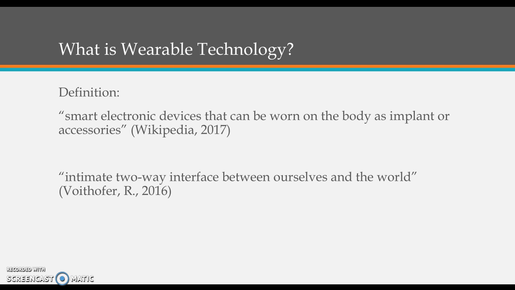So what is wearable technology? According to Wikipedia, wearable technology are smart electronic devices that can be worn on the body as an implant or an accessory. Or, as stated by Richard Voithofer from Ohio State University, wearables are an intimate two-way interface between ourselves and the world.